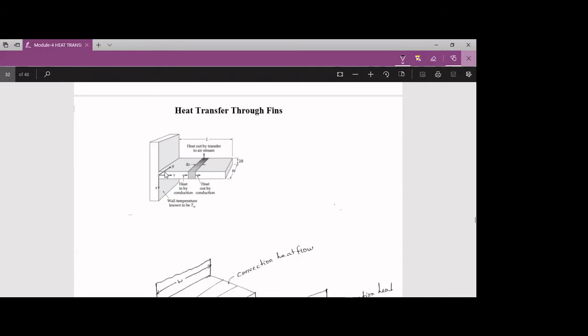If there is no projection, only the area W into 2B will remain, so the heat transfer takes place only from this area. How much can the heat transfer rate be compared to this? There will be a very less heat transfer rate. As you project this fin, what happens? There will be more surface area available, so as the surface area increases, the heat dissipation also increases, so that more heat transfer takes place.